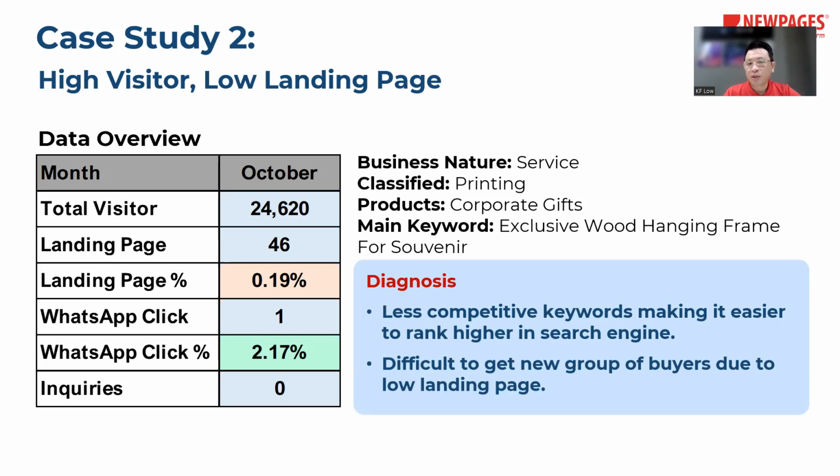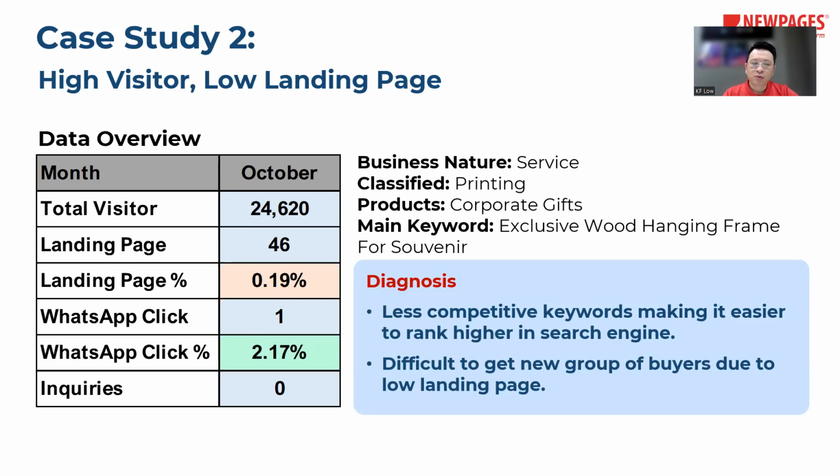The reason why it's low landing is because they are under the printing category and they are targeting corporate gift. So when it comes to corporate gift, it should have a lot of product posting. But for this company, they actually did very few postings only. And that's the reason for their low landing page. I would say that they are inactive in managing their website. And because the landing page is low, they cannot get a new group of buyers. Maybe the 20,000 is based on existing buyers, I will say that.